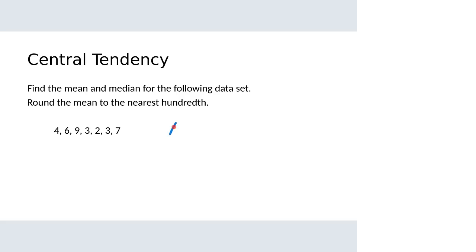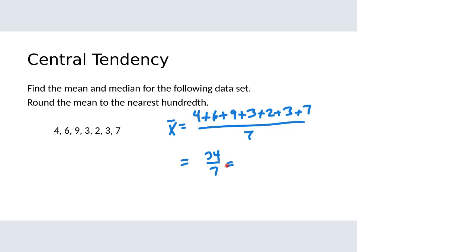And remember, the mean is what we get when we add them up and divide by how many there are. So that's 4 plus 6 plus 9 plus 3 plus 2 plus 3 plus 7 divided by however many we have. 1, 2, 3, 4, 5, 6, 7. So we'll divide by 7. We'll add those up. 4 plus 6 plus 9 plus 3 plus 2 plus 3 plus 7 is 34. Divided by 7 is 4.8571.